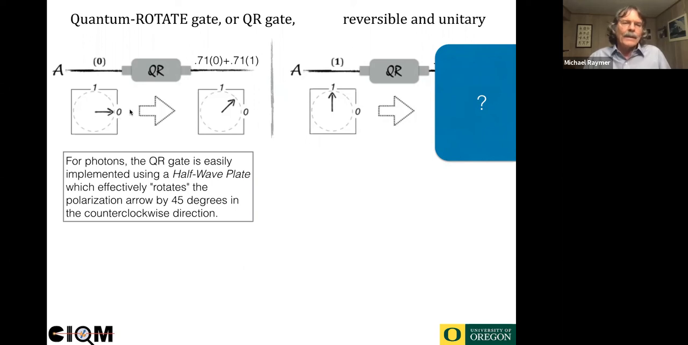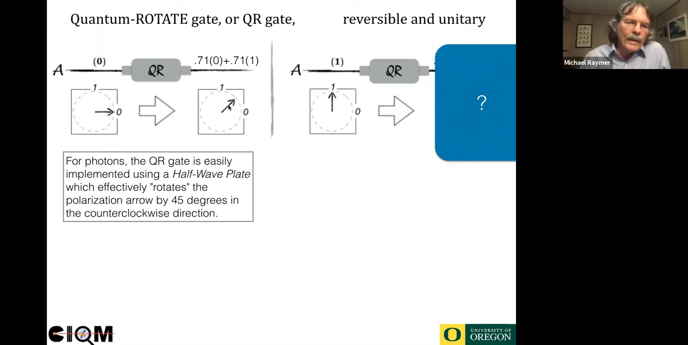Wait a second, I have to be careful here. This is not the perfect analogy of a NOT gate, because what it does is it takes a state arrow and it rotates it counterclockwise by 45 degrees. And remember, it's really implemented with a half wave plate. If these are photons, it's implemented with a half wave plate, which effectively rotates the angle of the state arrow or the polarization arrow by 45 degrees.